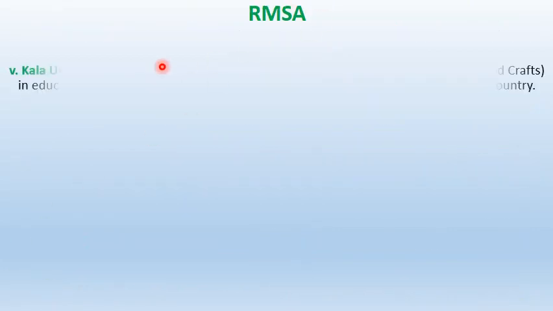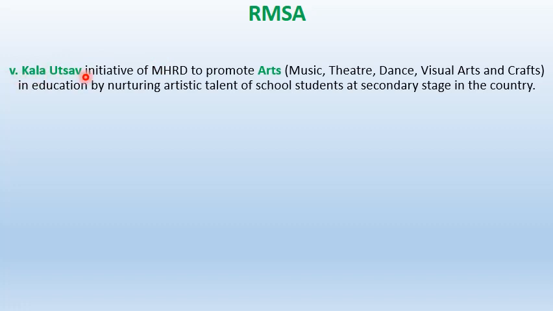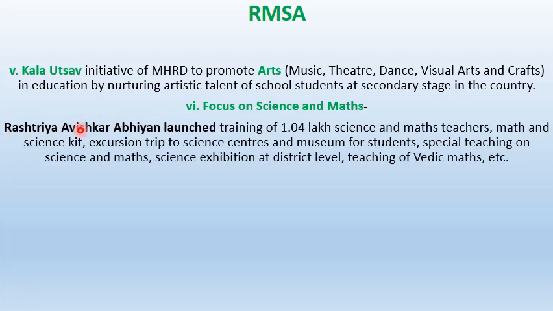RMSA continued. 5. Kala Utsav, an initiative of MHRD to promote arts, that is music, theatre, dance, visual arts and crafts in education by nurturing artistic talent of school students at secondary stage in the country. 6. Focus on science and maths. Rashtriya Avishkar Abhiyan launched training of 1,04,000 science and maths teachers, math and science kit, excursion trip to science centers and museum for students, special teaching on science and maths, science exhibition at district level, teaching of Vedic maths and other activities.